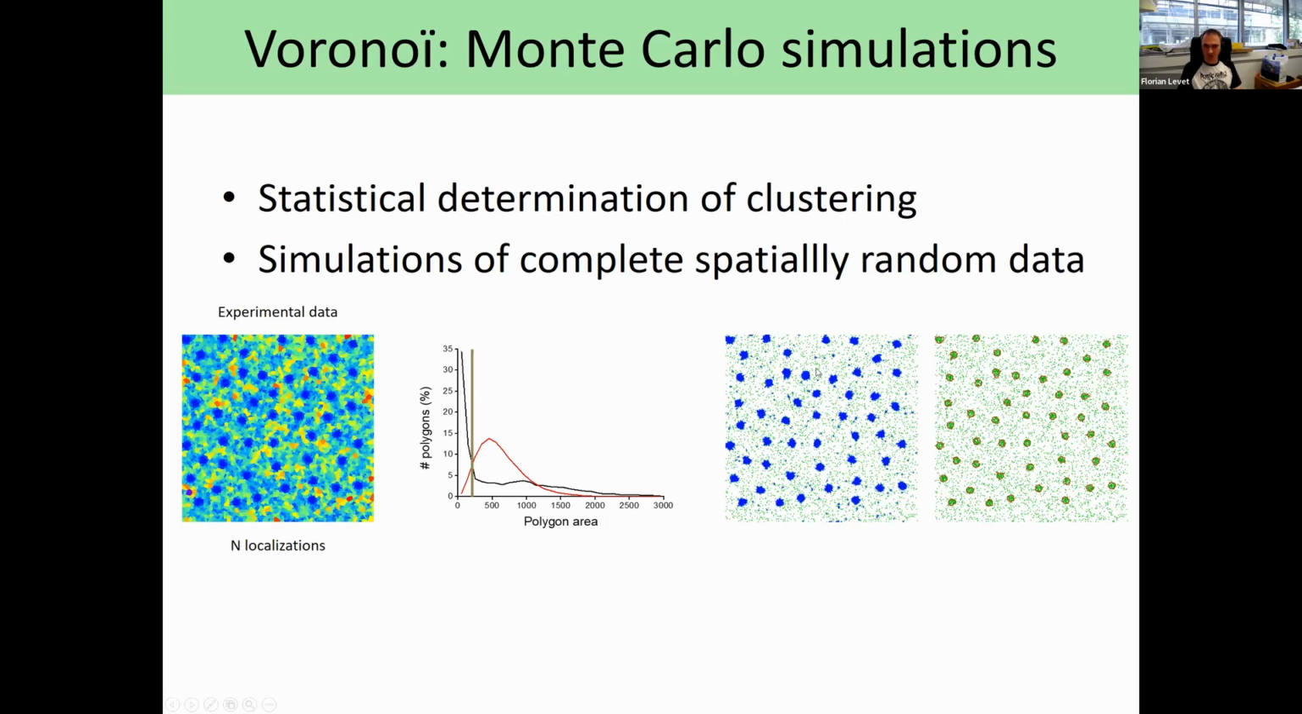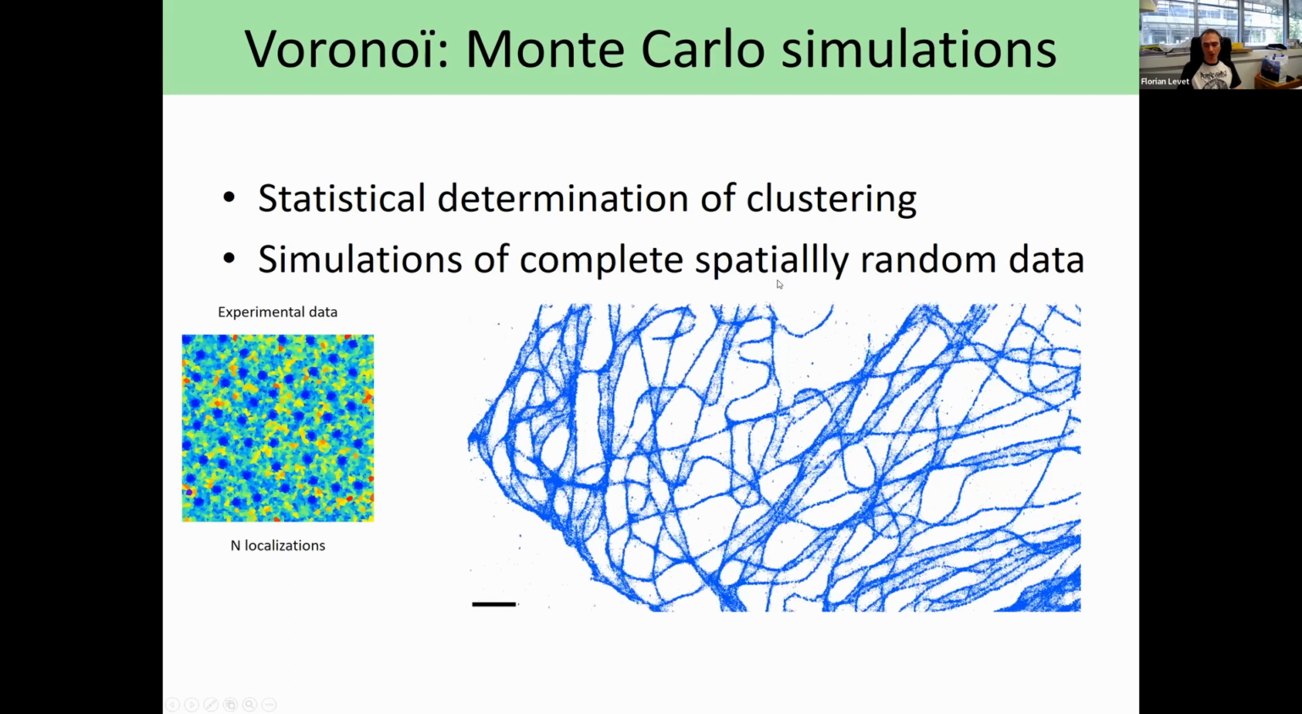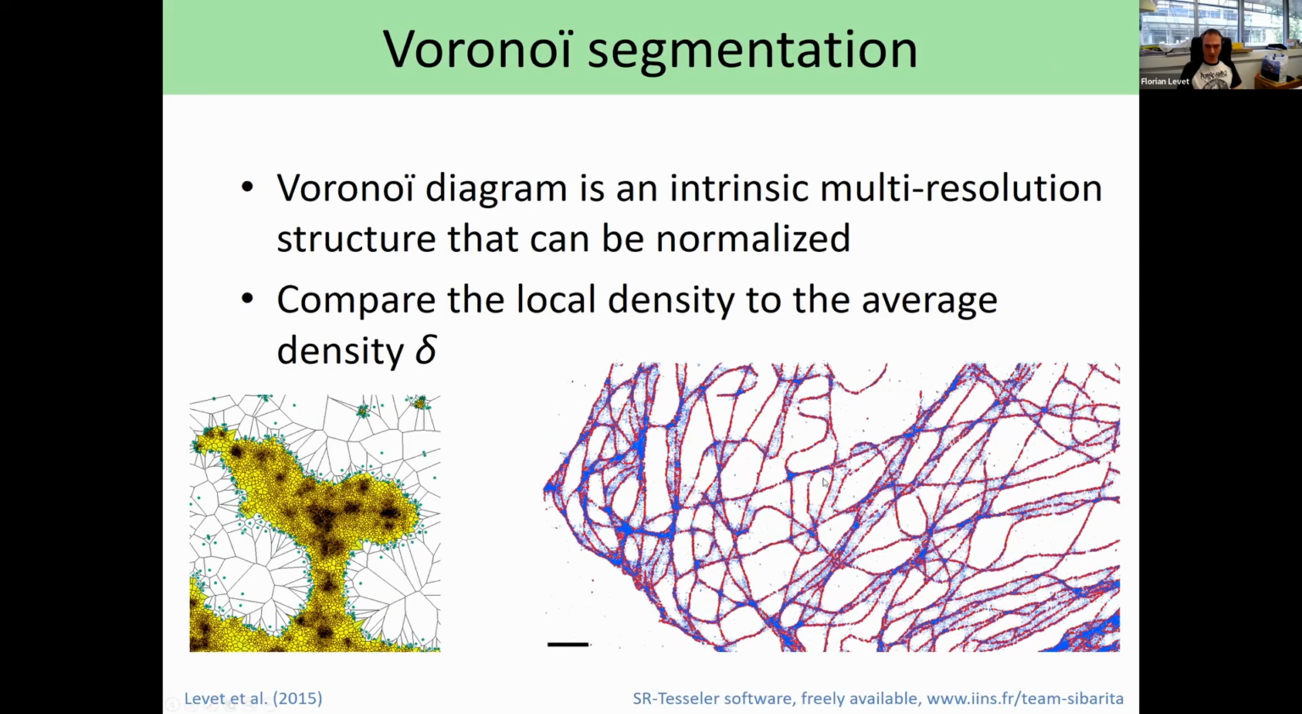So you manage to statistically find a correct value in order to do the clustering, to identify the clusters in your data. Obviously, it won't work in this case because you don't have clusters, so it's really good for clustering, not for segmentation. And here, when you apply what we have shown with the Voronoi normalization, applying a threshold, you may end up with this kind of nice segmentation of the microtubule.